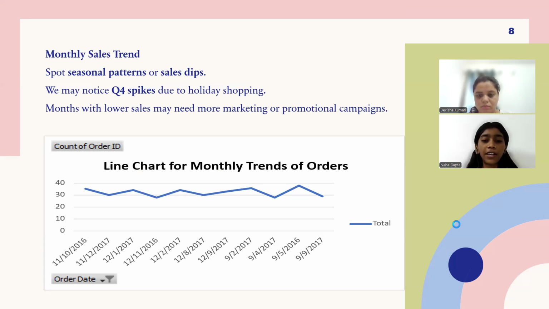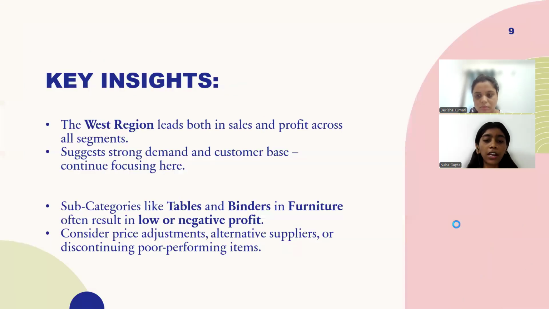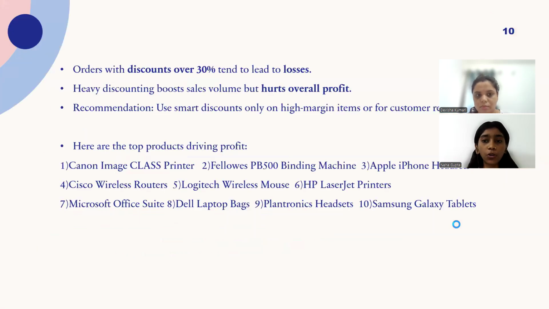After that, we created some insights, so we are able to answer questions like which regions perform best based on revenue and profits, which product categories are underperforming, how much discounting affects profitability, and what are the top 10 contributing most to profit. After all this, we completed our project by making the final dashboard.